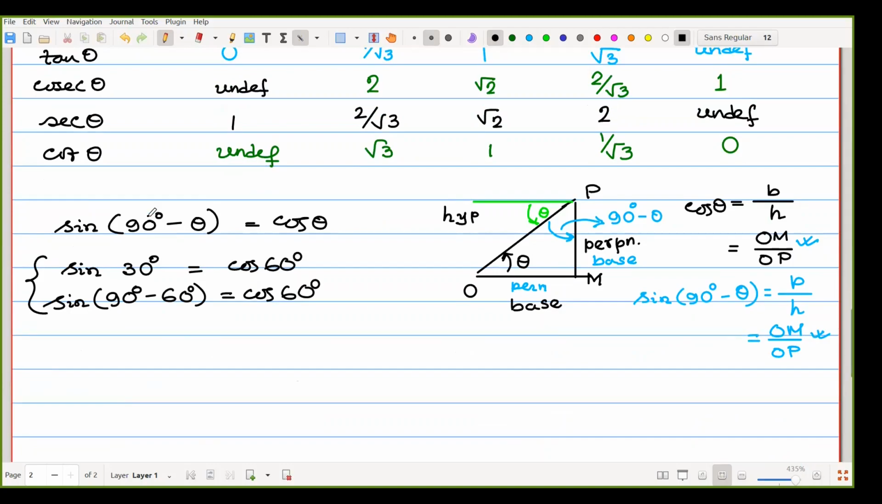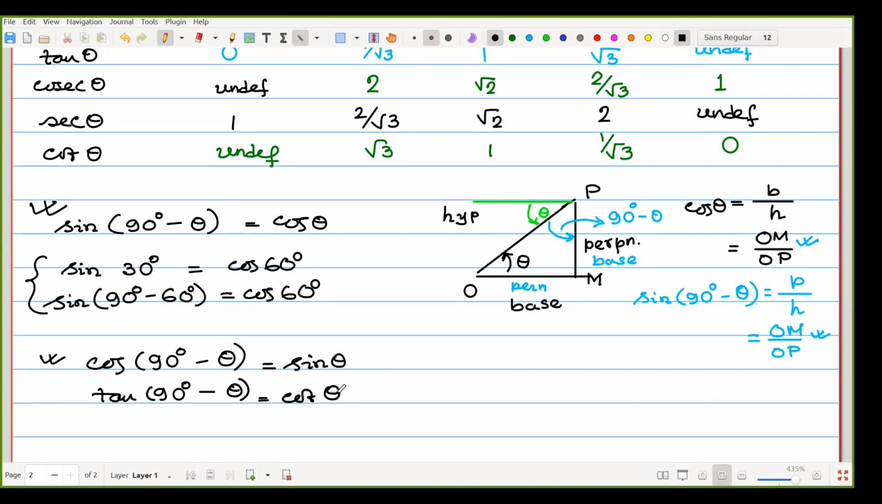Okay. In the same manner, so that is an important formula. In the same manner, we can also say that cos of 90 degree minus theta is equal to sine theta. Tan of 90 degree minus theta, that is also our cot theta. And also that gives us cot of 90 degree minus theta is our tan theta.